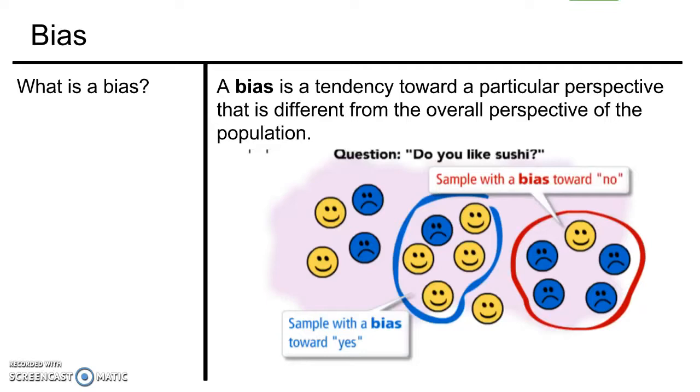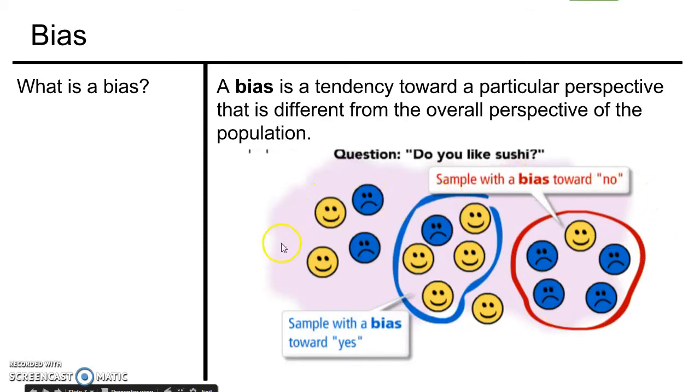So here's our question. Do you like sushi? We have the smiley faces like it. We have the frowny faces don't like it. So looking at this sample over here, how many like it and how many don't? We only have one that likes it, 4 of them don't. So this sample is biased toward no because the majority of them don't like it.